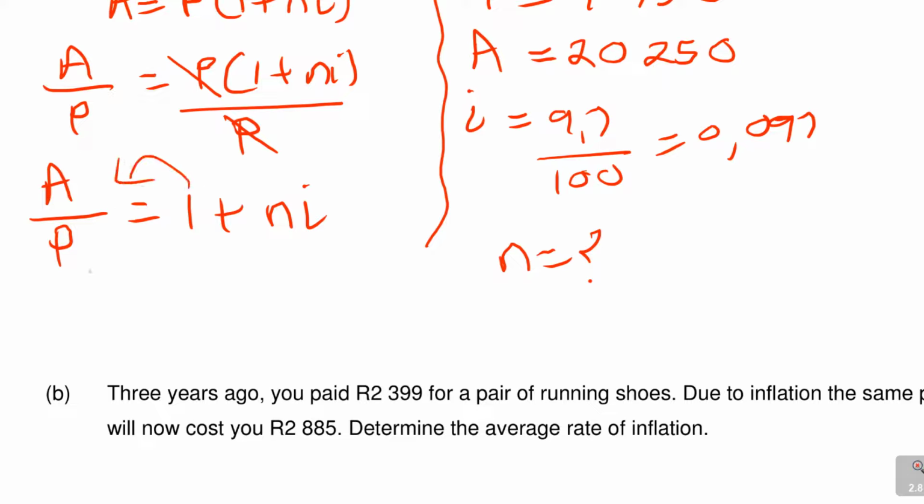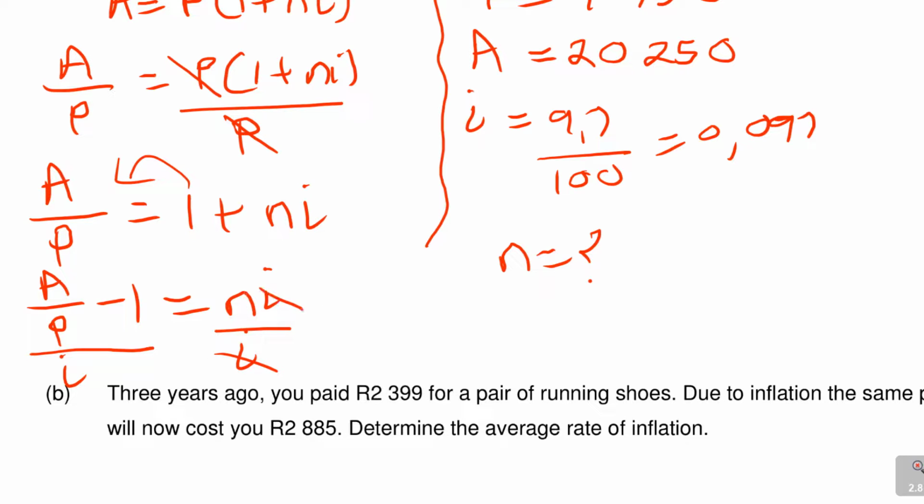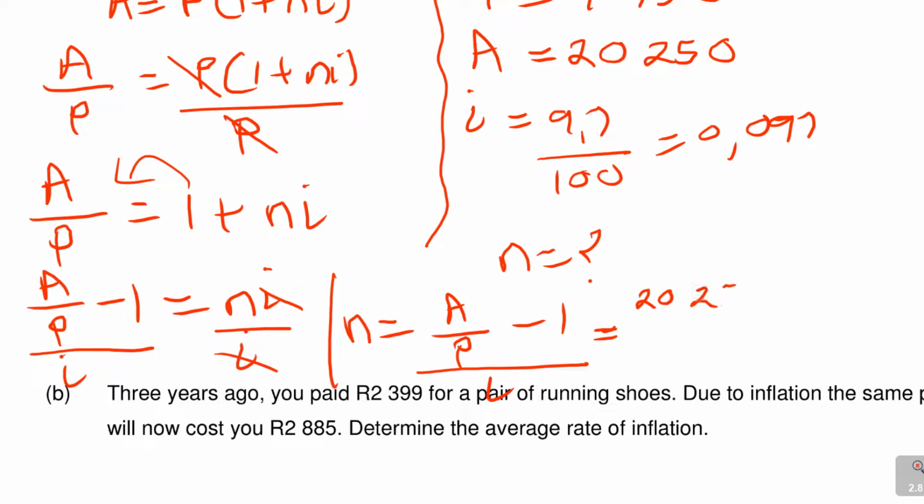Take 1 to the other side. It will be A over P minus 1 is ni. So what do I want now? Divide by i, divide by i. So when I cancel that, I got my n. n is equal to A over P minus 1, divided by i. Now I put the numbers now. Let's put the numbers. A was 20,250 over P.